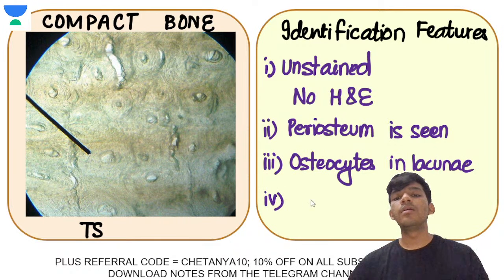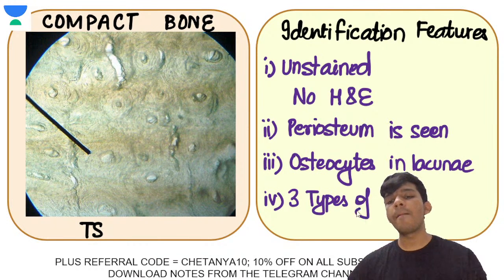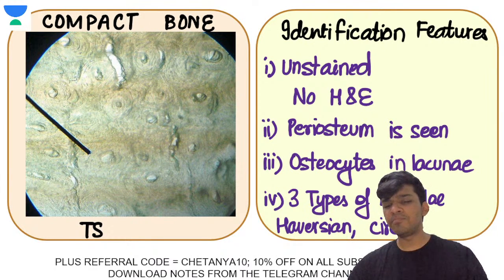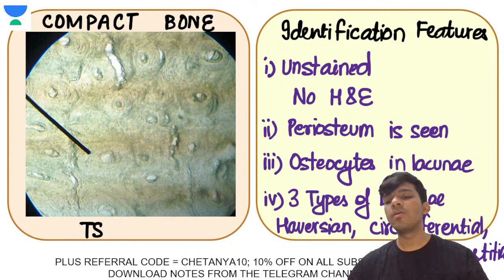Okay, three types of lamella, right? I'm writing here Haversian, circumferential, and lastly interstitial, right? So these are the three types of lamella that are going to be seen here.